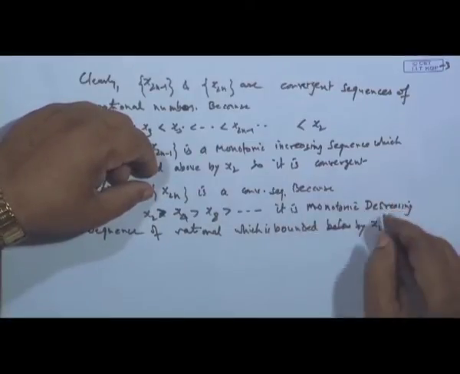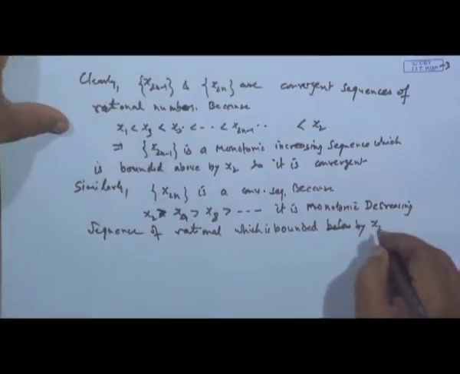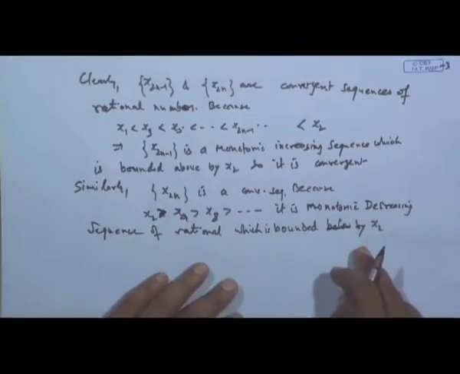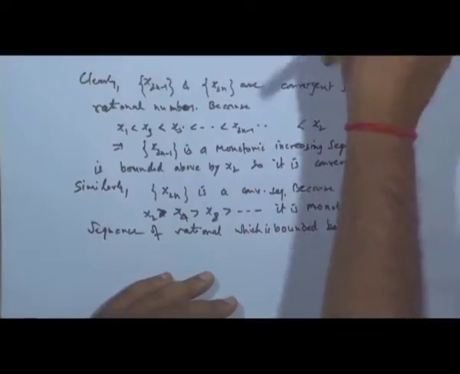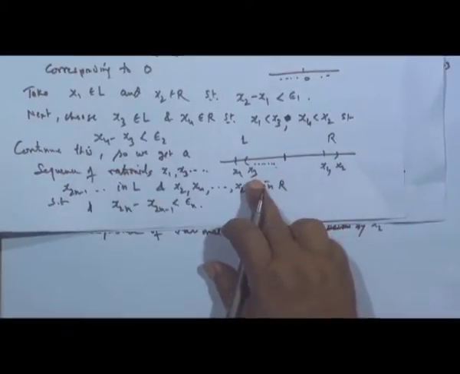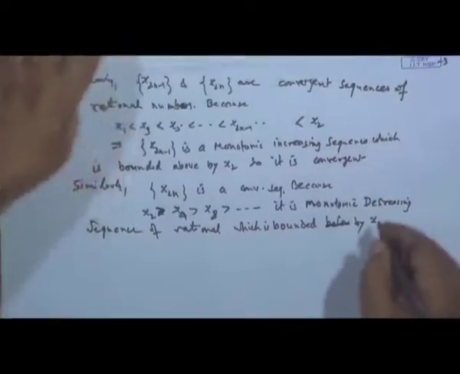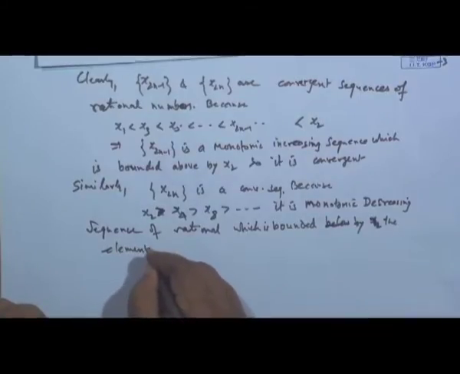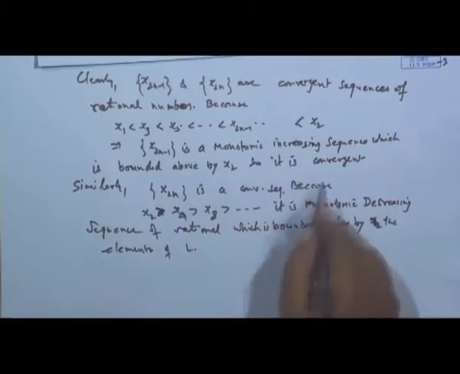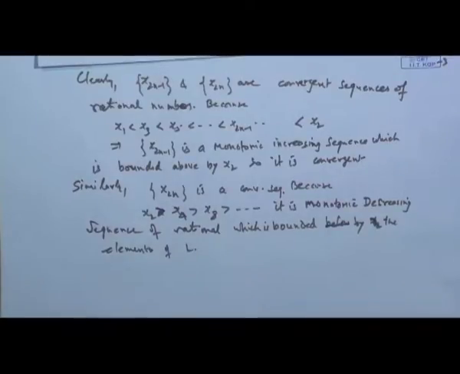It is a decreasing sequence which is bounded below by which number? By x 1, x 2, x 3. So, which is bounded below by what? Every element of L. It is bounded below by the elements of L, is it not? Therefore, it is convergent. So, these two sequences are convergent sequences.